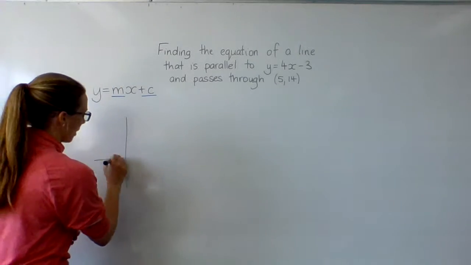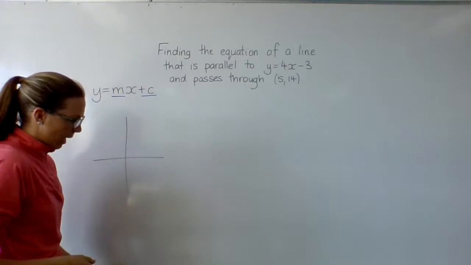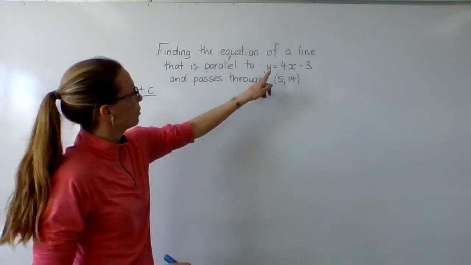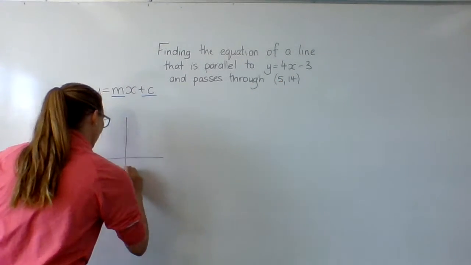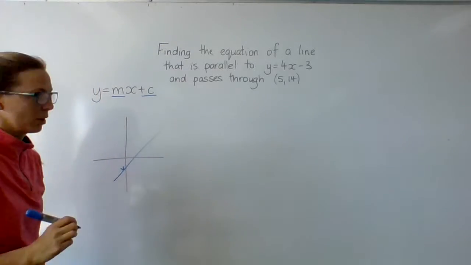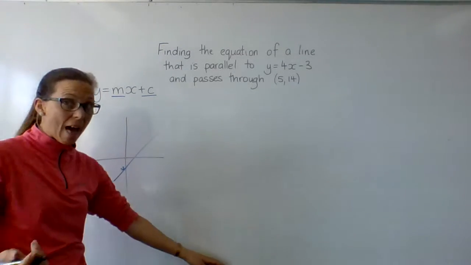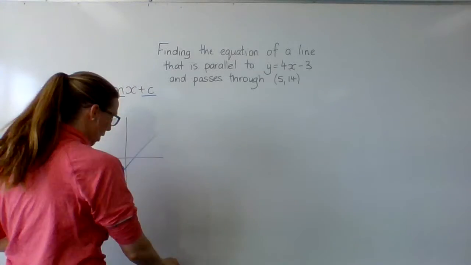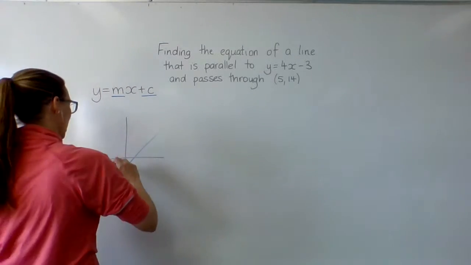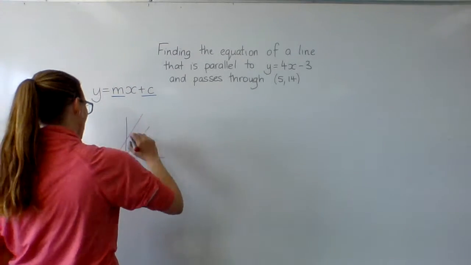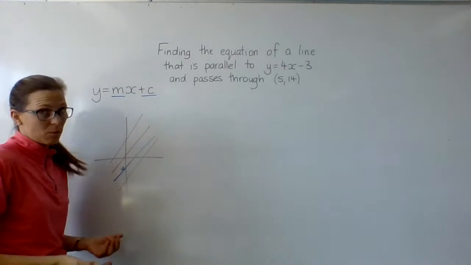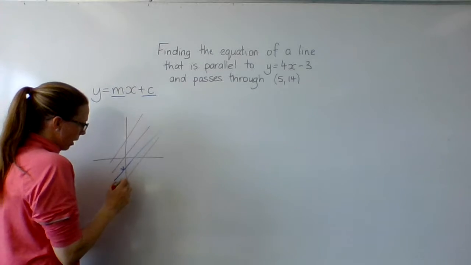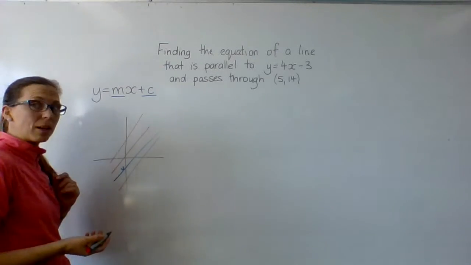If here's my Cartesian plane and the equation y equals 4x take 3 went through here, okay, we're looking for another line, a different line that's parallel to that. It could be here, it could be here, it could be here, but it's all travelling in the same direction. And I just don't know where it is.